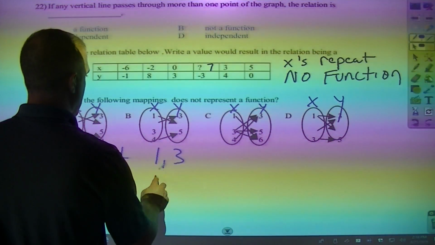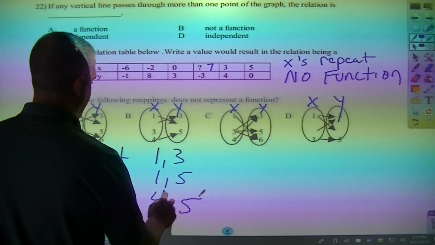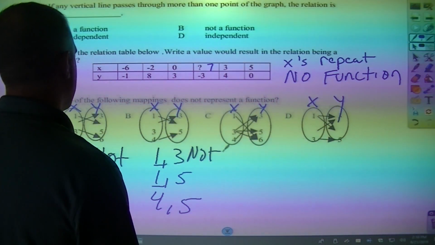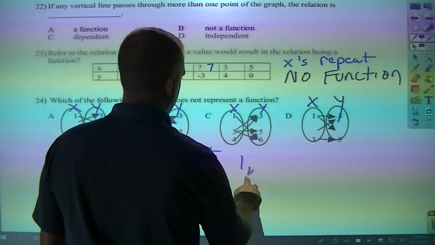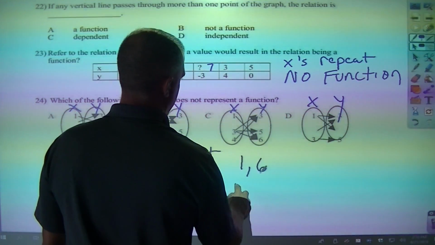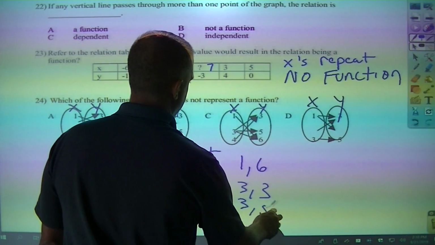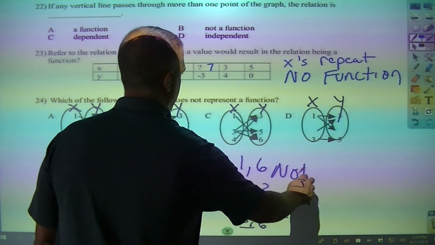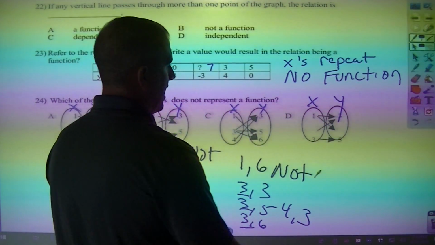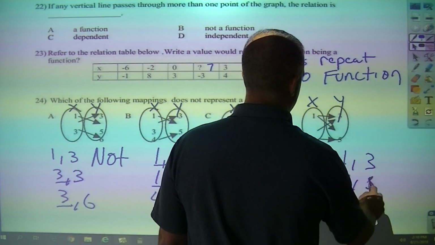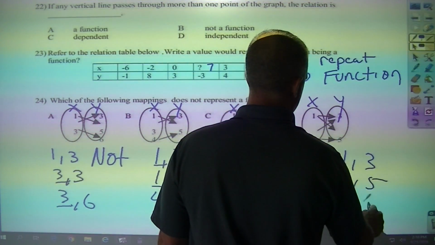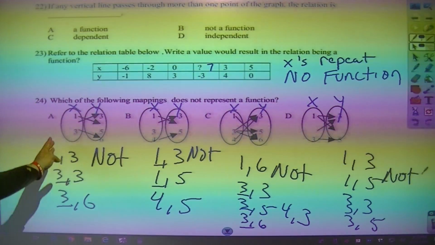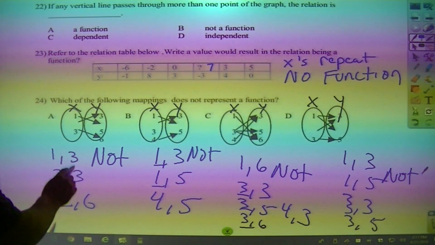1 goes to 3. 1 goes to 5. 4 goes to 5. Since you got 1 and 1, that's also not a function. This 1 goes to 6. All right, 3 goes to 3. 3 goes to 5. 3 goes to 6. 4 goes to 3. Once again, this one is not a function. And then this last one. 1 goes to 3. 1 goes to 5. 3 goes to 3. 3 goes to 5. So this is also not. So sort of a trick question. They all were not functions. What you're looking for is if any of the x's repeat, the answer is not.